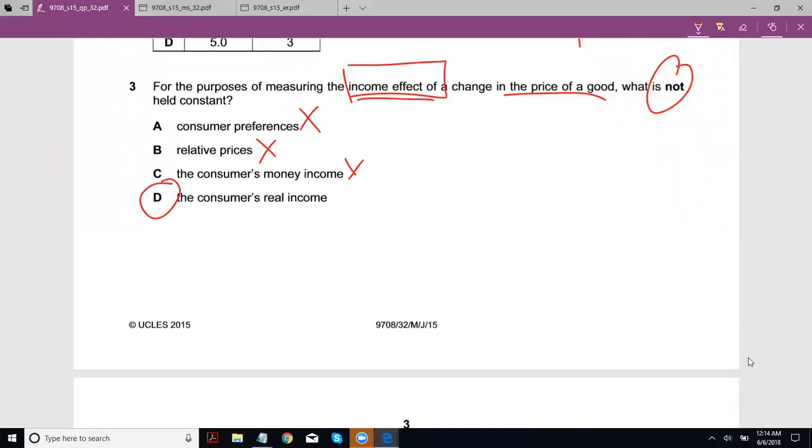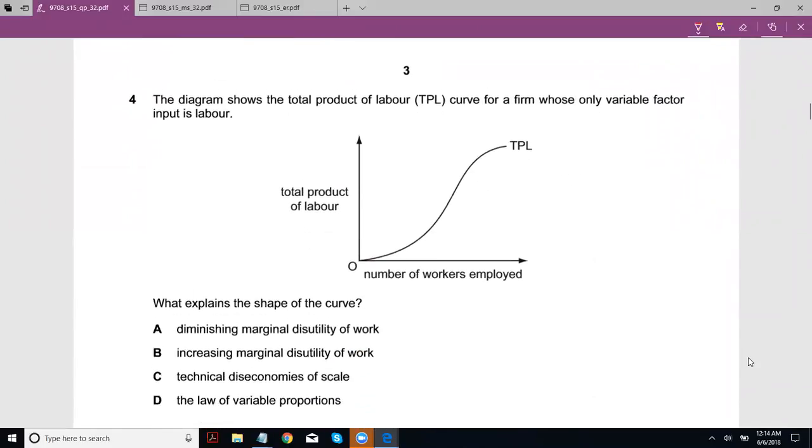And a change in real income is bound to happen because you're looking at a change in the price of a good. When the price of a good changes, you can either buy more or less of it. So the real income would vary. You can't hold that constant. If you hold real income constant, you won't have any income effect, so you can't even see the income effect.